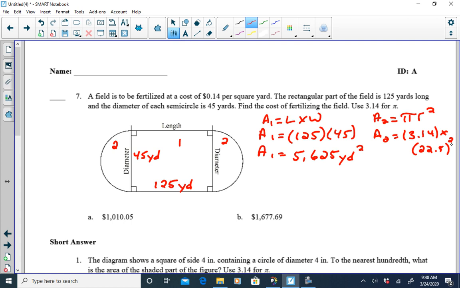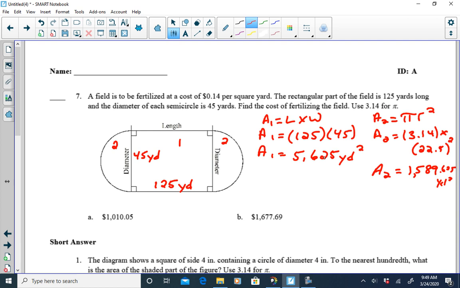That's going to give us 1,589. Area 2 is going to be equal to 1,589.625. Now, those are square yards. I just want to double check this answer here. Oh, no, that's right.